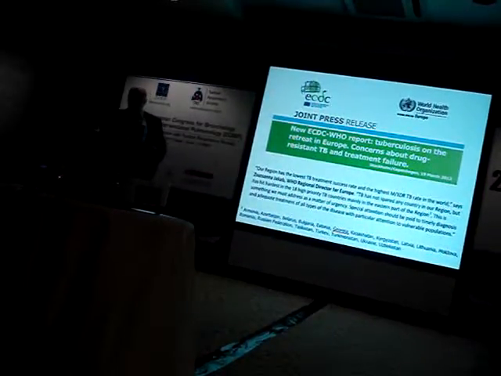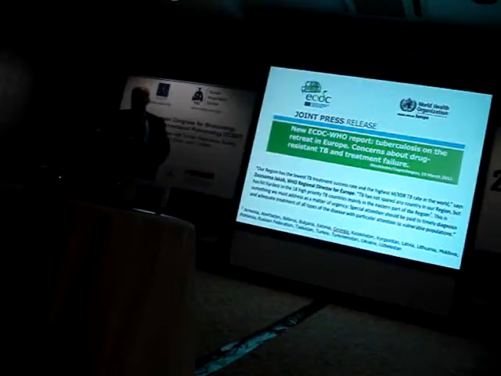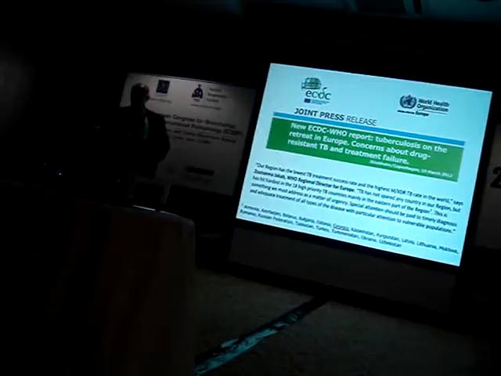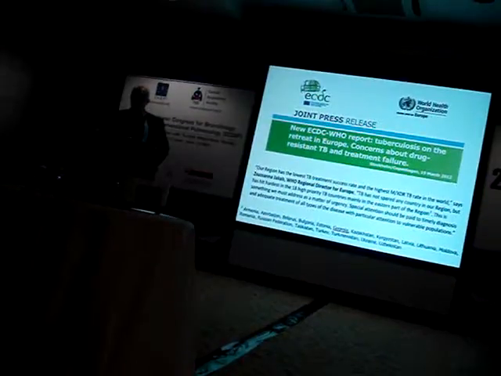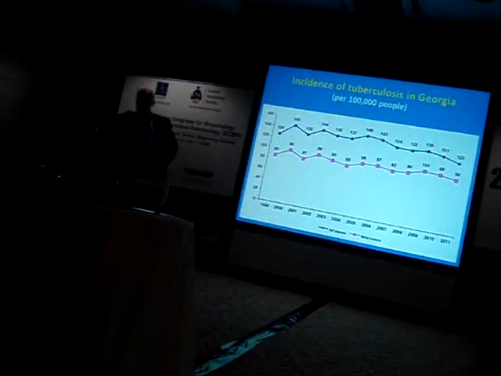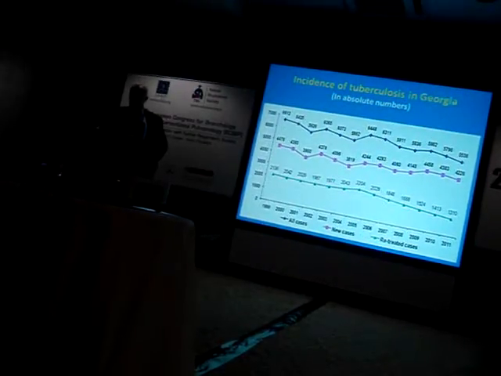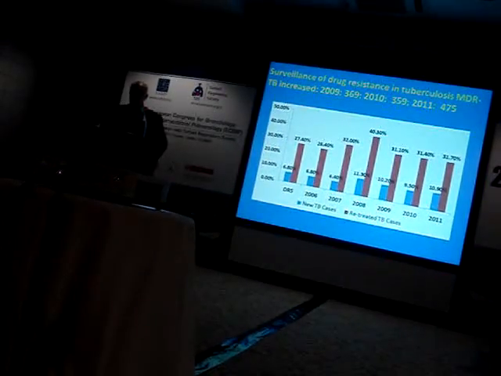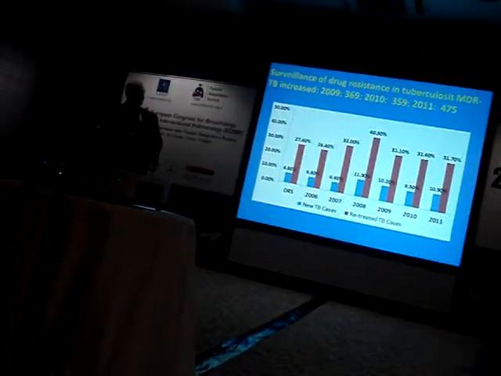The global burden of tuberculosis still remains enormous. WHO reported last year that Eastern Europe has the lowest TB treatment success and highest MDR, XDR TB rate in the world. And Georgia is among 18 high-priority TB countries. Incidence of tuberculosis in Georgia is 123 cases. In absolute numbers, it's 5.5 cases, and it's important that multi-drug resistant tuberculosis increased to 475 cases in 2011.